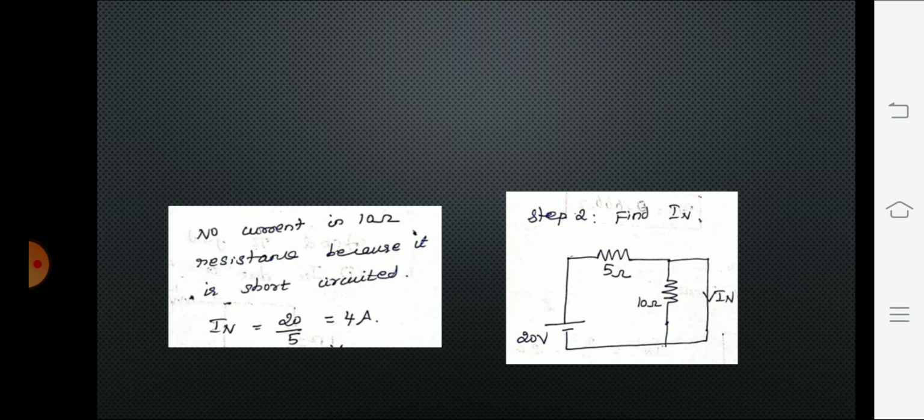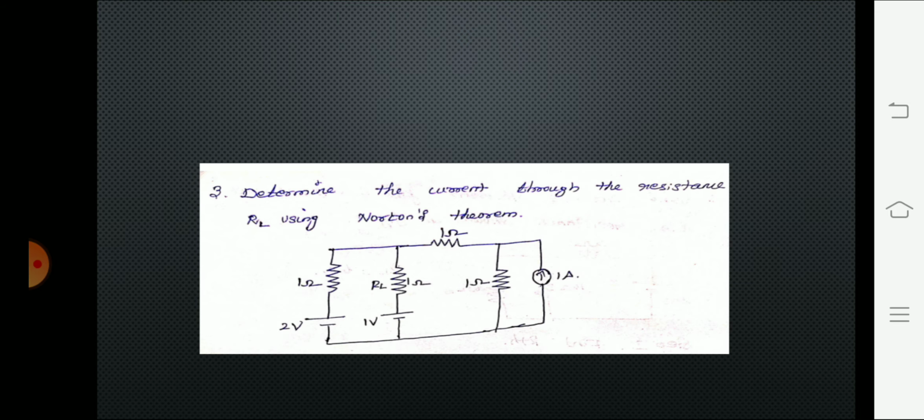Next we find the Norton's current. In Norton's current, the load terminal is short circuited. Here is a 10 ohm resistor. There is no current flowing through the 10 ohm resistor because it is short circuited. So IN equal to, here it consists of the 20 volt source and the 5 ohm only. So the current IN equal to 20 divided by 5. The answer is 4 amps. Next, draw the equivalent circuit. Then find the IL value. We know the formula for IL, IN into RTH divided by RTH plus RL. Substituting the values, we get the answer 1.427 amps.